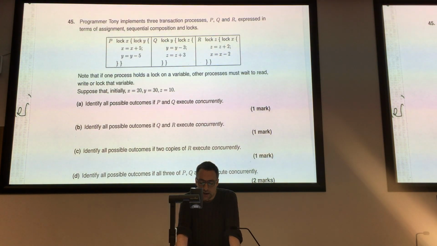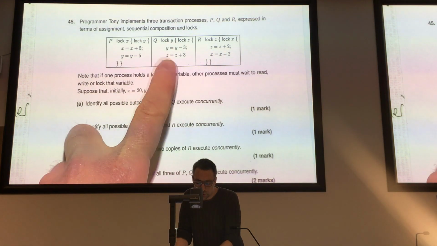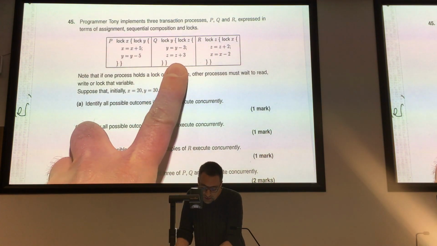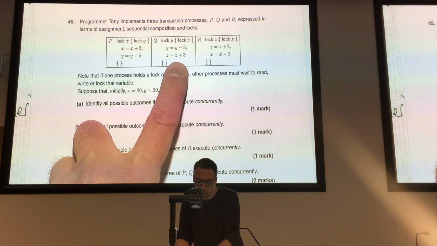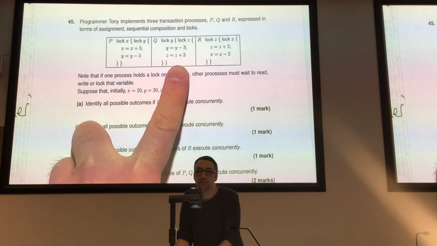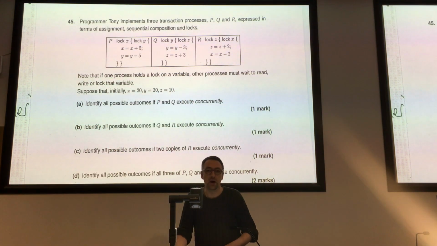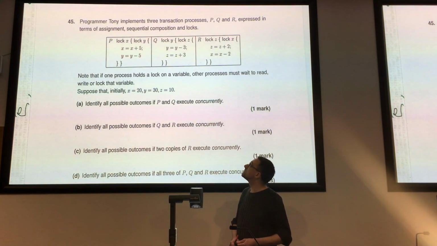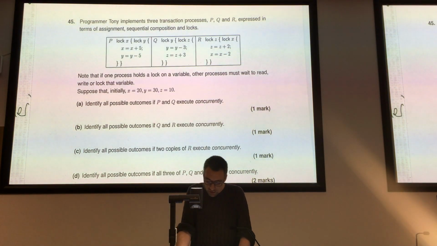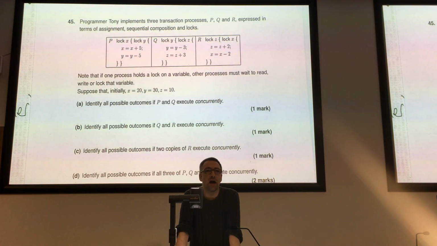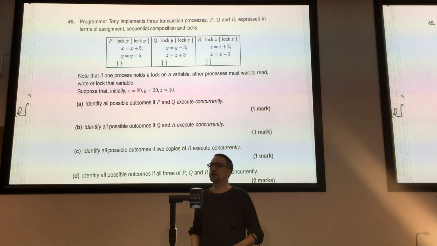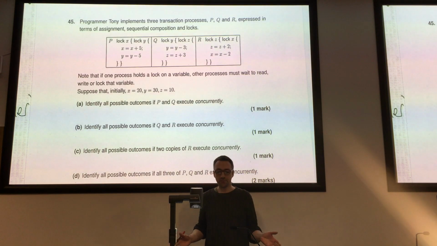Okay, any suggestions? You can see that Q basically has y transferring 3 to z. Yeah? Y goes down by 3, z goes up by 3. Okay, so what's going to happen if P and Q execute concurrently? Well, certainly, there's no interference with P's first step. Taking the lock on X, there's no competition for that.